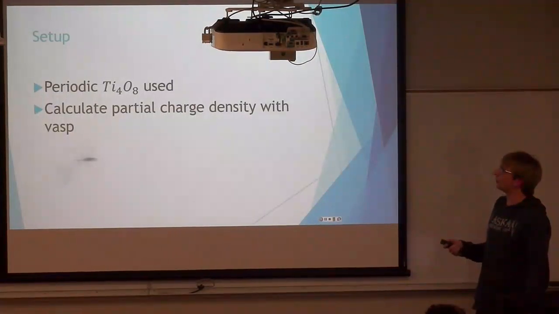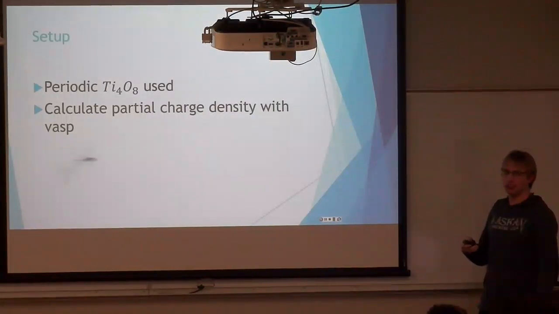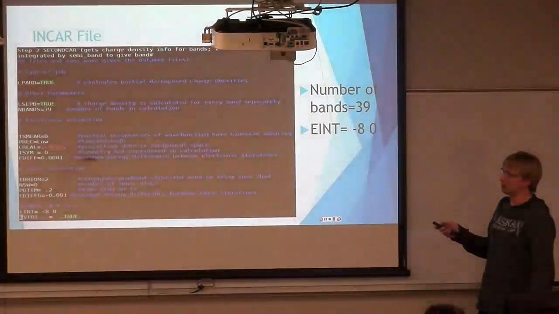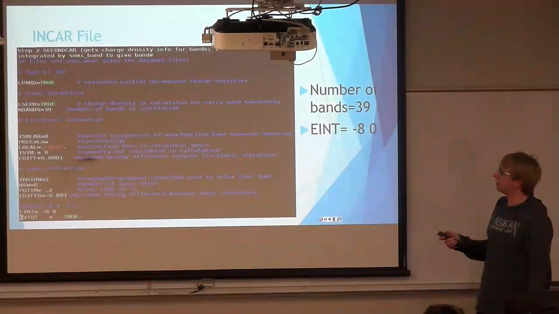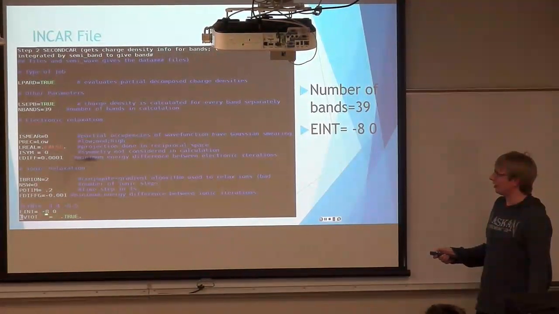But for starters, what I did was I just used the TiO8 molecule that we had previously done in the lab. Again, I just calculated the partial charge density with VASP. I kind of rushed through this a bit because we've already done this. I just wanted to point out in the INCAR file the changes we had to make, these 39 bands and the -8 and 0 here.